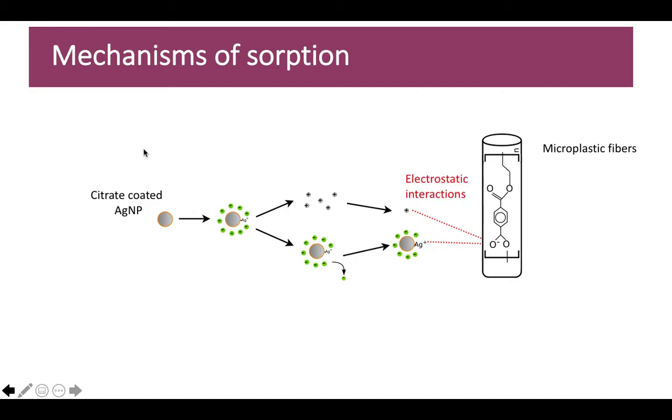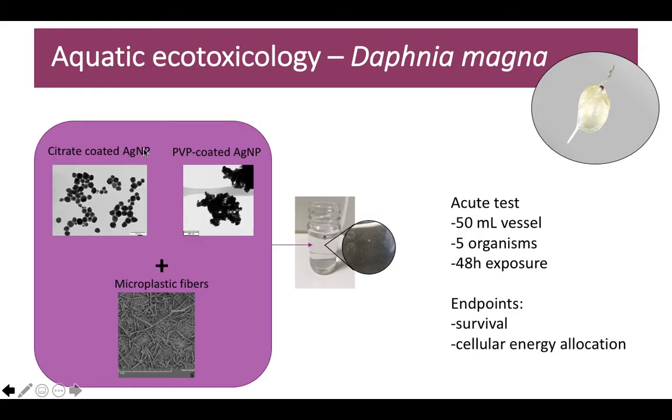Therefore, we propose that electrostatic interactions are the main mechanisms for the sorption. In the second phase of the project, we analyzed the ecotoxicity of this combination. First we start with the aquatic one, using the water flea Daphnia magna. Then we expose our organism to citrate or PVP-coated nanoparticles alone or in combination with the microplastic fibers.